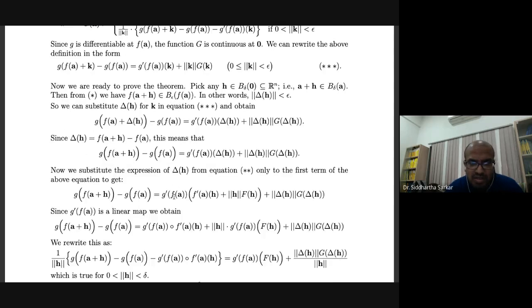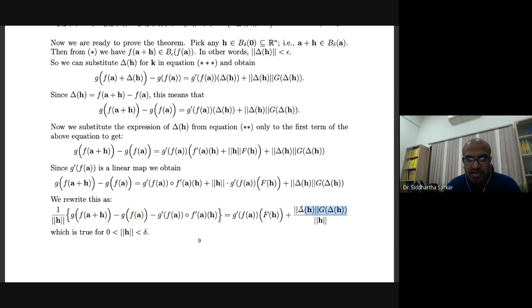Okay, after all this is done, it looks like a very complicated expression, but what you want to do is adjust this particular term over here. After all these calculations, what you end up getting is some kind of adjustment like this, so that g of fa plus h minus g of fa, and then you look at this particular linear map applied to h. Remember, this is what we wanted: G of f should have derivative at a being this particular linear map. So I put it here.